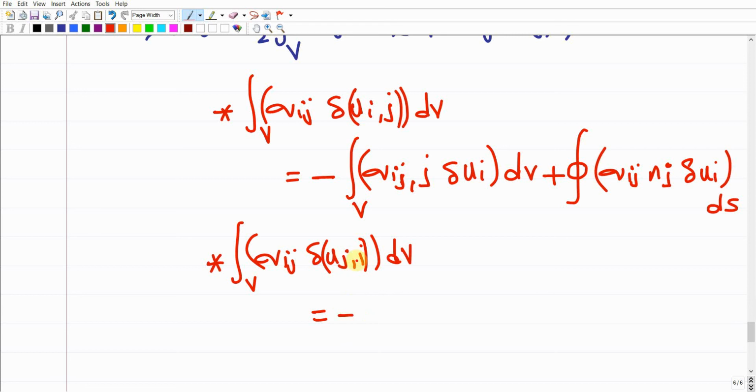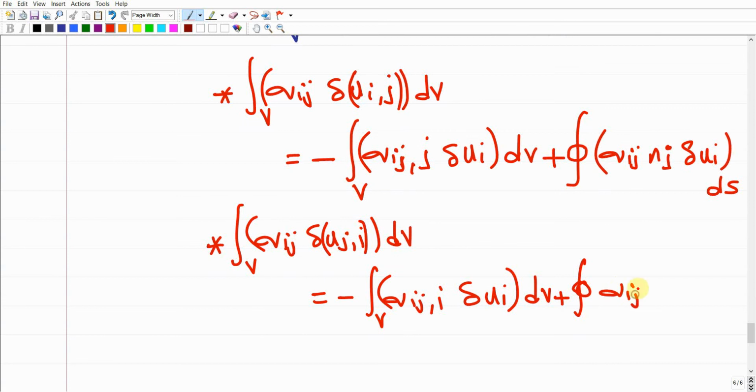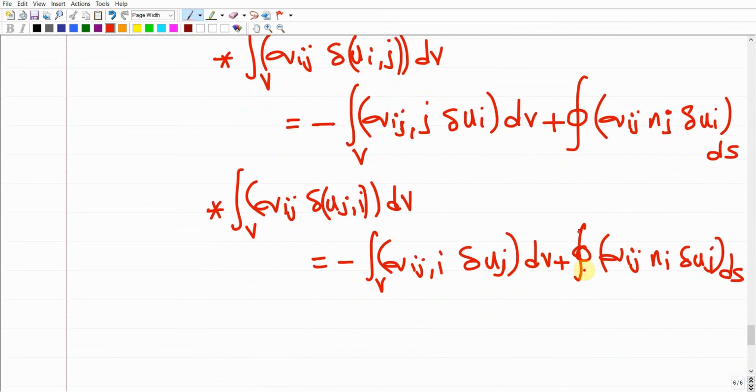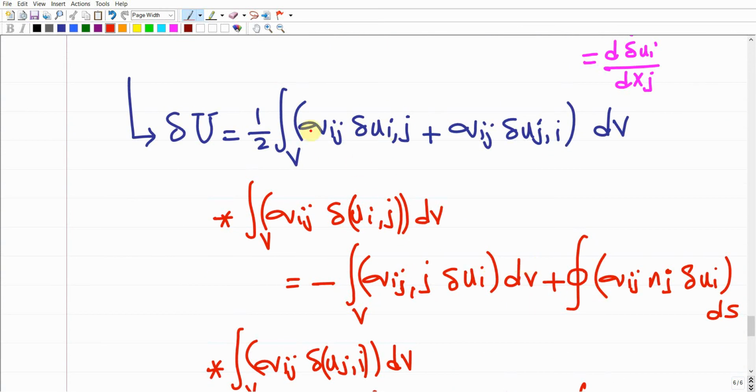This is going to give us negative, because we only have a single derivative of the integration over the volume of sigma ij,j, because we're going to do the derivative with respect to j, times the first variation of the displacement, dv. Plus there is another variation, but over the surface, I'm sorry, which is going to give us sigma ij ni delta uj. Remember that this should be uj, ds. Make sense? So this is simply how we can apply these variational calculus ideas to these two terms.